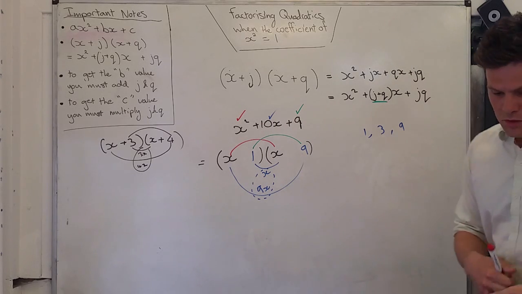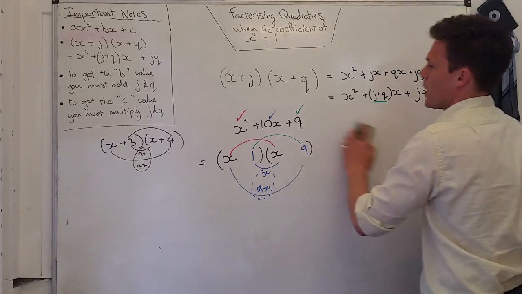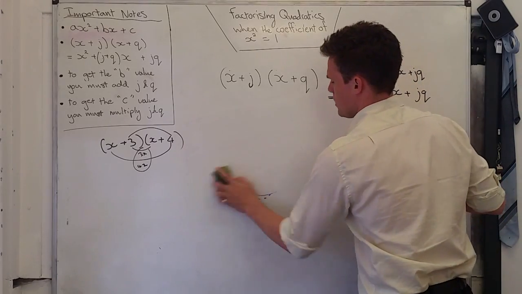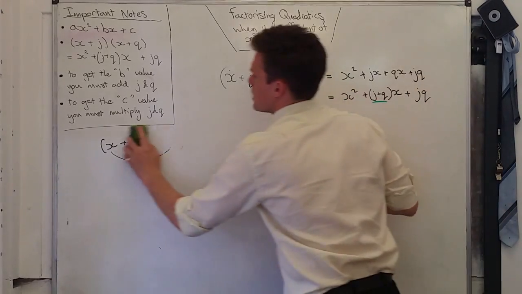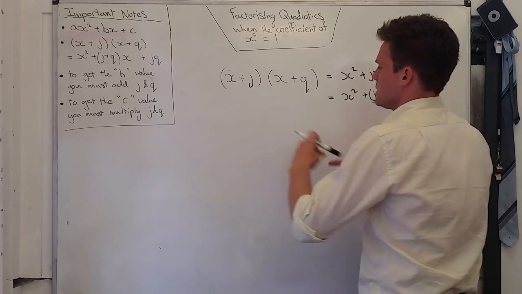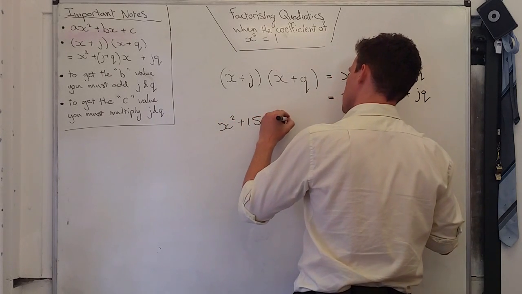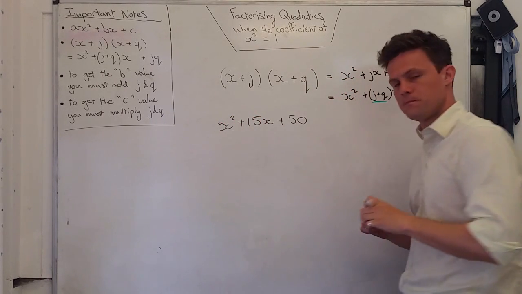Okay, so that was just one to kind of experiment with. Let's see if we can apply this method a little bit quicker and make it a little bit more smooth. So, next one, let's have x squared plus 15x plus 50. Right.